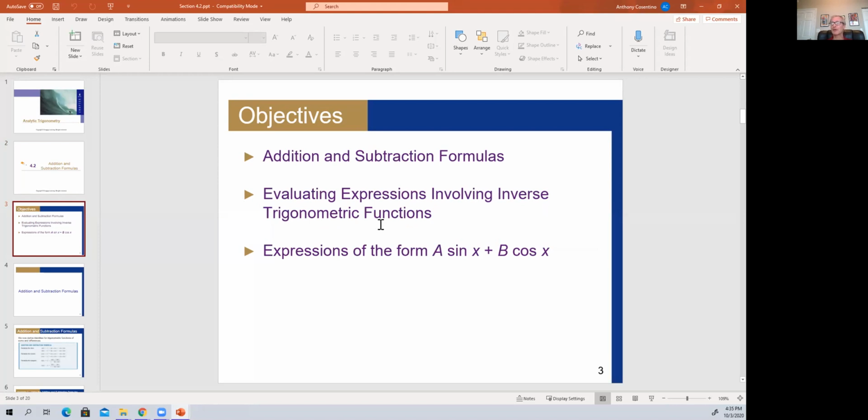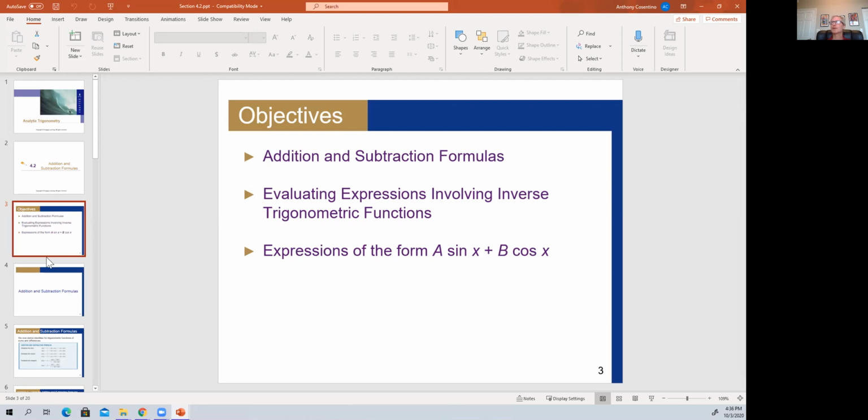Evaluating expressions involving inverse trig functions. And then this form of A sine of X plus B cosine of X and how things get simplified by using that. That's an important one for those of you heading into some electrical engineering and working with sine waves and the electrical grid.